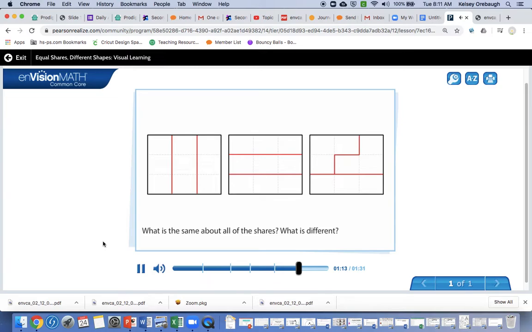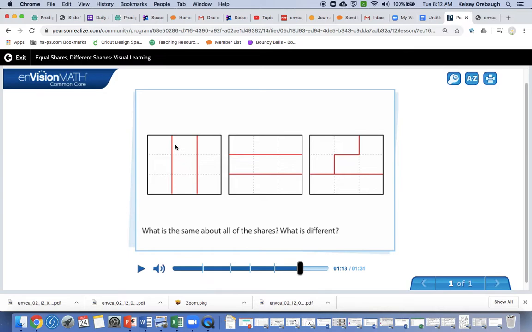What is different? I think right off the bat we can say that the same about all of these shares is that there are 3 smaller rectangles, or squares as we've been calling them, in each of the shares, right? 3 in the columns, 3 in the rows, and 3 in this different shaped rectangle. What is different though?